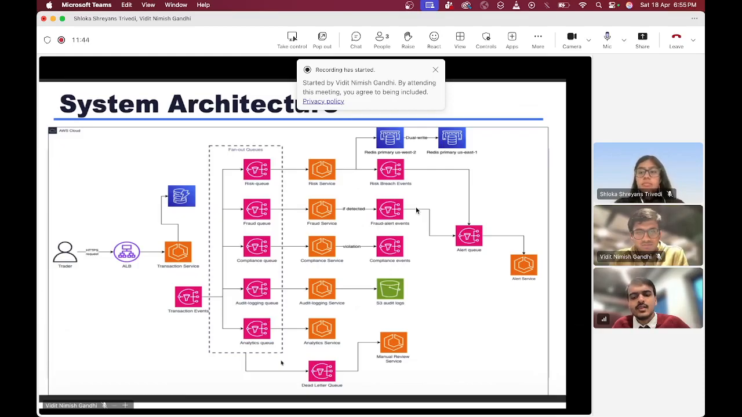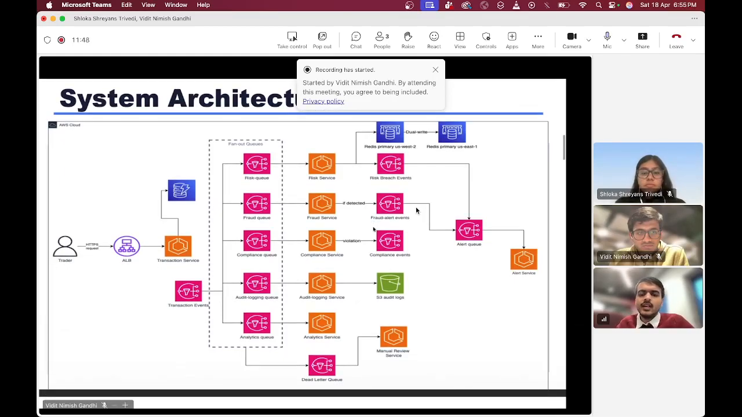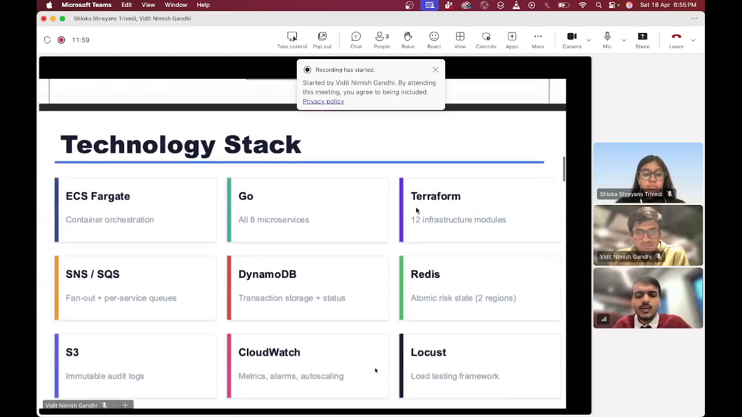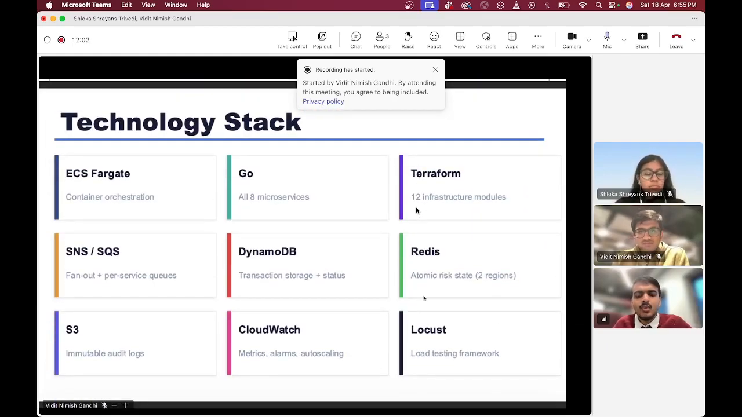Each service processes independently, so if any one crashes, the others keep running. Failed messages go to dead letter queues where the manual review service picks them up. The entire infrastructure is defined in Terraform, which contains 12 modules covering VPC, ECS, Fargate, SNS, SQS, ALB, ECR, DynamoDB, S3, Redis, which is in two regions, and auto scaling and CloudWatch logs.